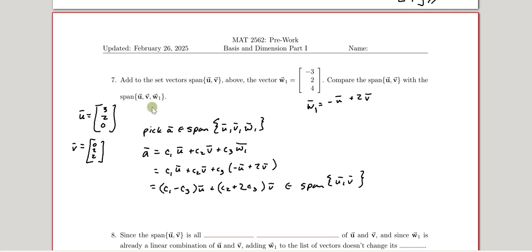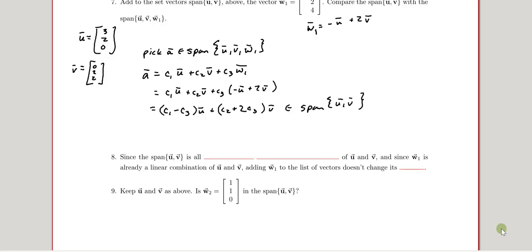Put it another way, W1 is not linearly independent. I'm going back to that word here. W1 is not linearly independent from the vectors U and V, and so adding it into the set did not allow me to reach any new vectors. So we just said that the span is all linear combinations of U and V, and since W1 was already a linear combination of U and V, adding W1 to the list of vectors doesn't change its span. That summarizes what we saw on the previous page.